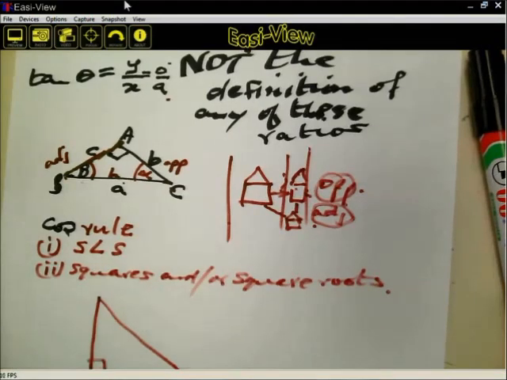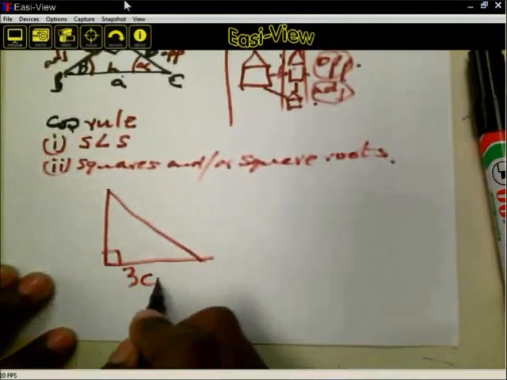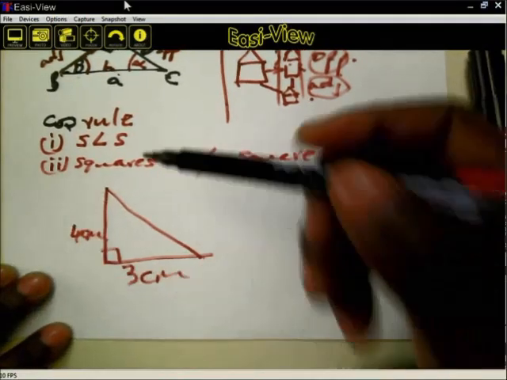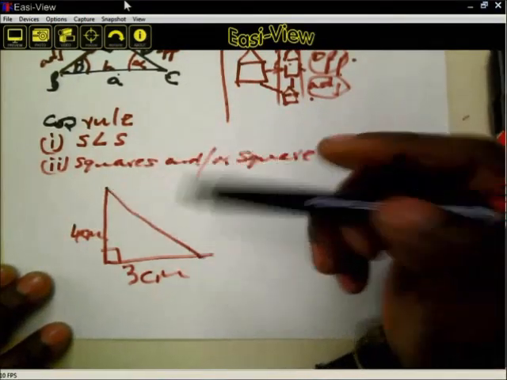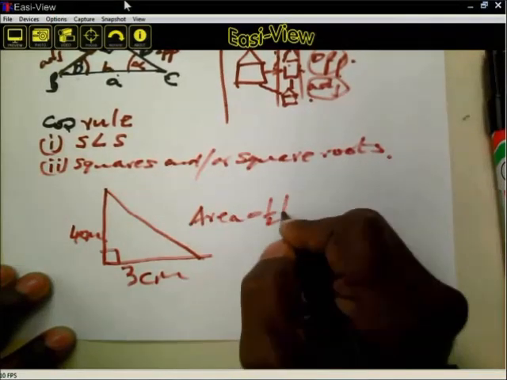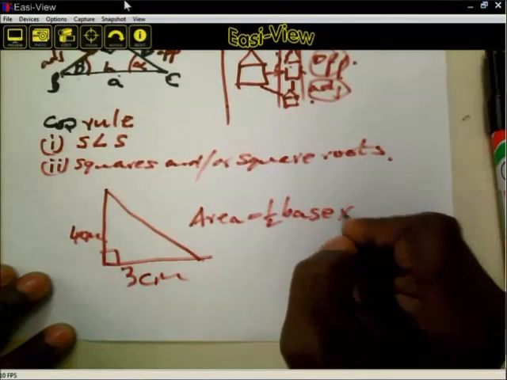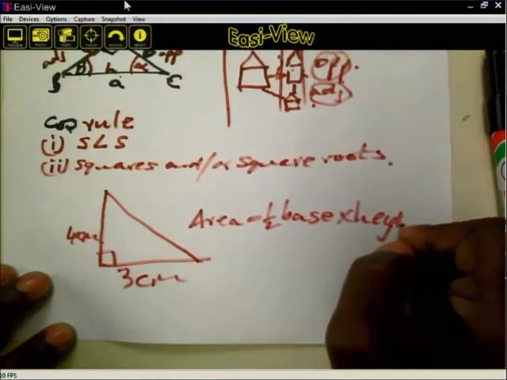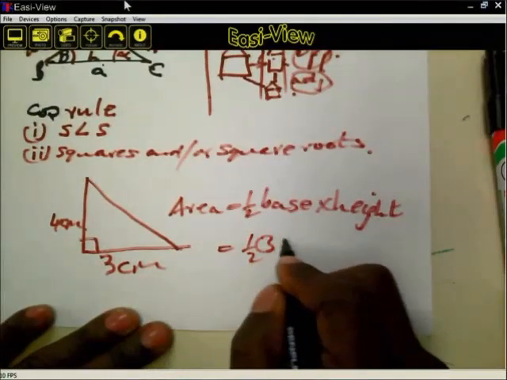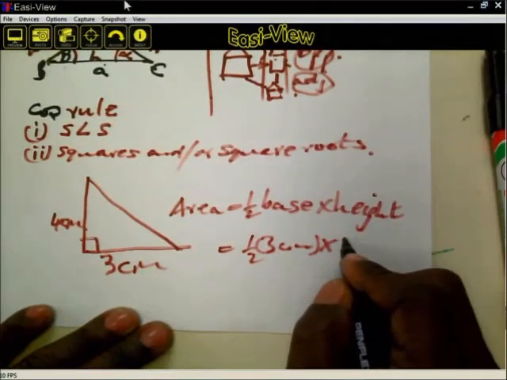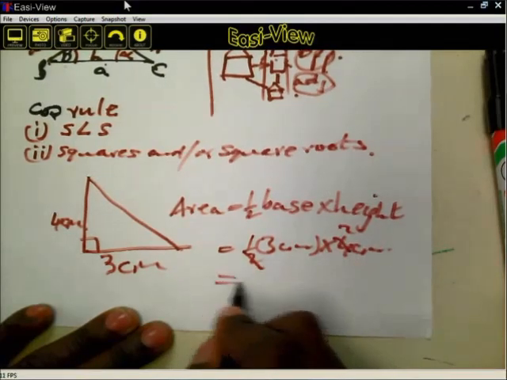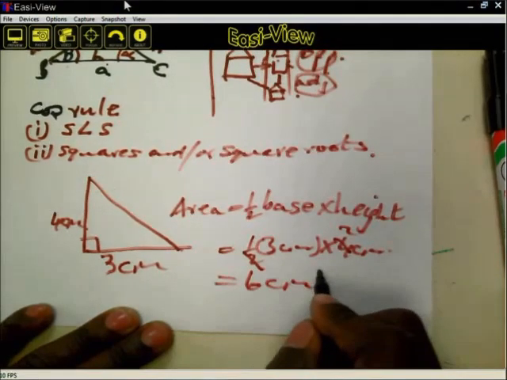If this is 3 centimeter and this is 4 centimeter, you don't even need this angle here, because the area here would be half base times height, which is half times 3 centimeter times 4 centimeter, which is 6 centimeter squared.